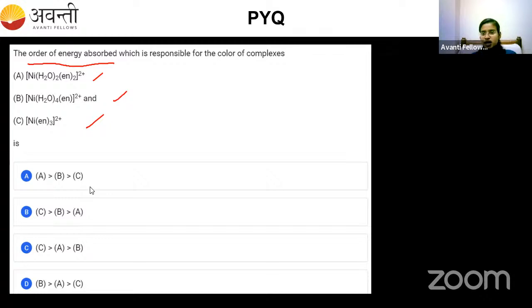Oh, great, Bhagat. You have found out the answer and your answer is exactly correct. Option C is the correct answer for this question. Very good. Can you tell me why option C is correct?